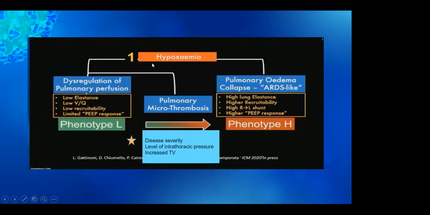So as I told, hypoxemia will cause dysregulation of pulmonary perfusion, and it can cause two types of disease pattern. This is phenotype L, phenotype H. What is L? Low for everything, like low elastance in the lungs, low VQ, low recruitability of the lungs, and limited PEEP response. So this lung, as per Gattinoni, having these features, will be phenotype L.